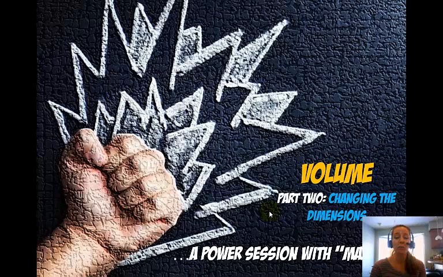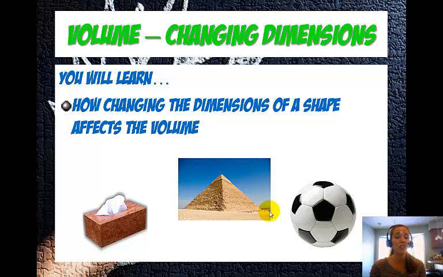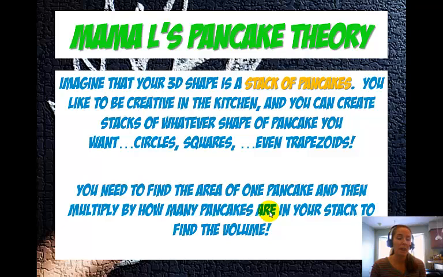We're doing volume part 2, changing the dimensions today. Now I did a volume part 1 where we were learning the basics of how we find the volume of our different shapes, our three-dimensional figures. And today we're going to learn how changing the dimensions of the shape affects the volume. So we might change the height or the width or the length or something like that and see how it affects the volume. Okay.